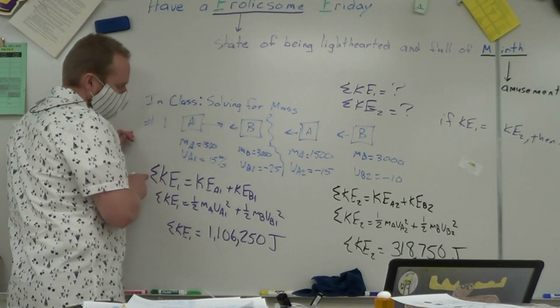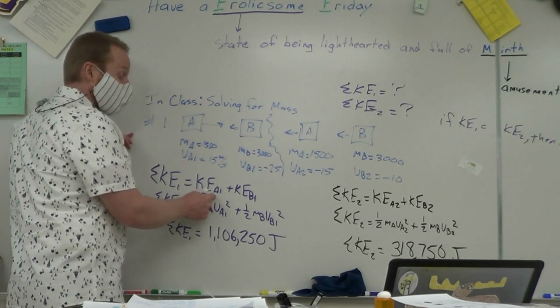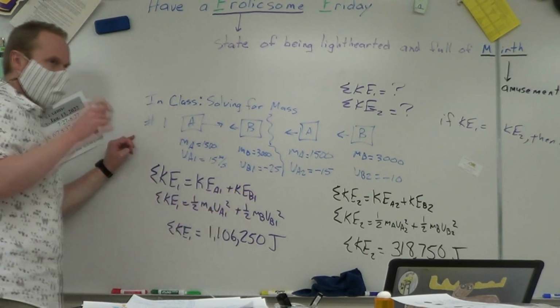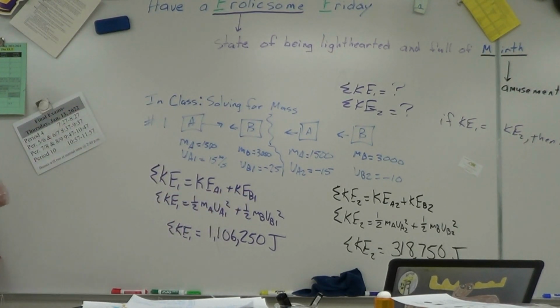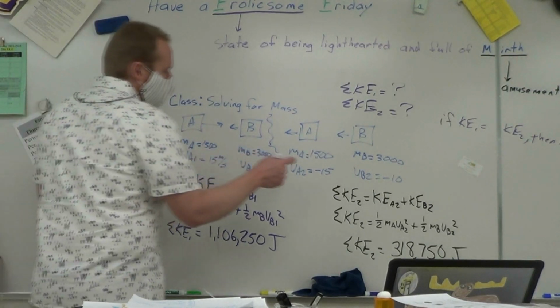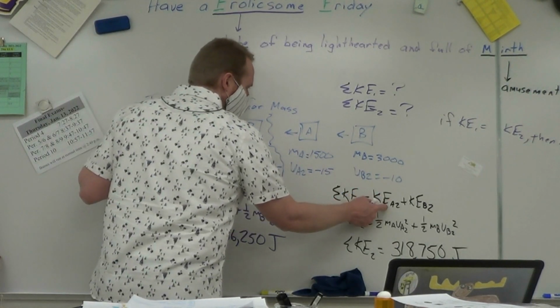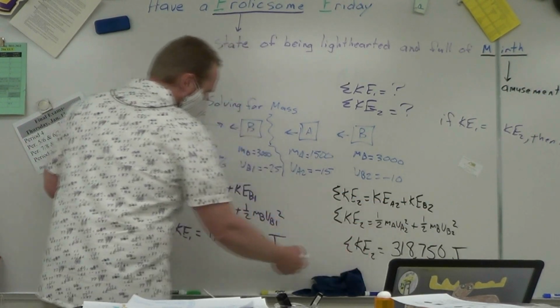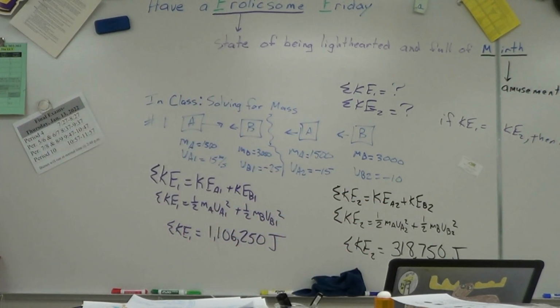So when we find the sum of our kinetic energy at location 1, I take object A at location 1 and object B at location 1, and I find the kinetic energy, which is 1/2 mv squared. I do the same thing at location 2, object A at location 2 plus object B at location 2, 1/2 mv squared, and we get these numbers. So like 1,100,000 some joules versus 300 some joules.